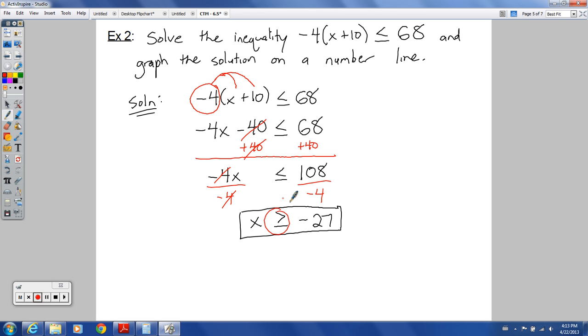So right here, circle that part and make a little note of what we just did. Why did the sign flip? The sign switches, or flips, in other words, the sign switches or flips when you are multiplying or dividing by a negative number.